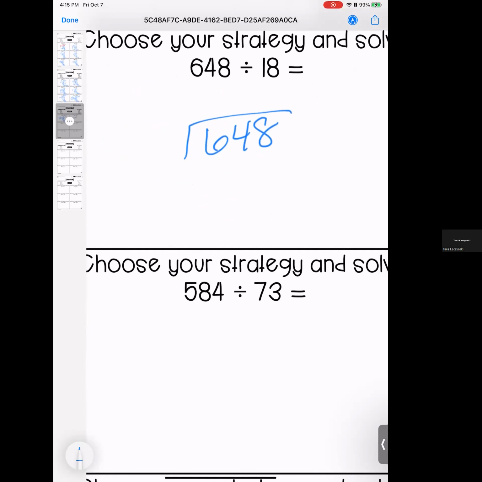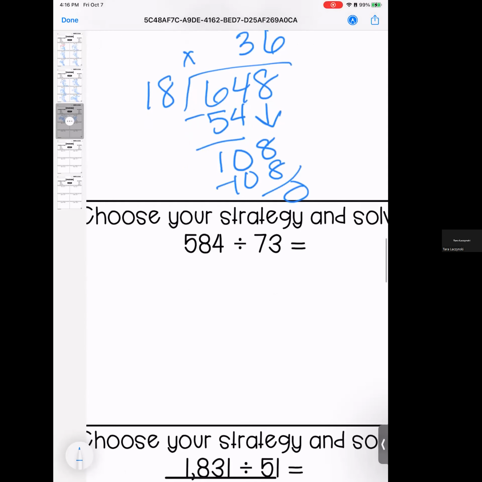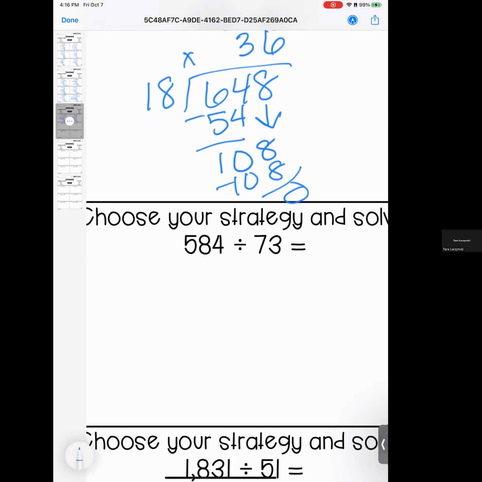648 divided by 18. 18 does not go into 6, but it does go into 64 3 times. 3 times 18 is 54, which leaves us with 10. Thankfully, 10 is smaller than 18, so we can bring down our 8. 18 times 6 is going to give us 108 exactly. Our answer is going to be 36 with no remainder.